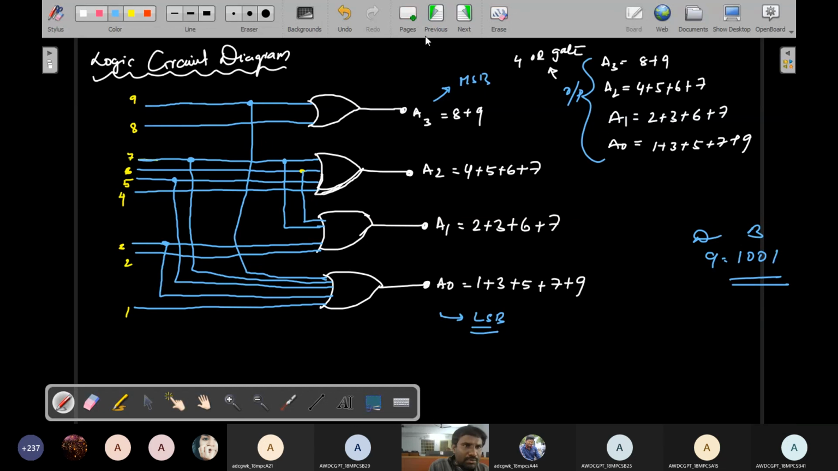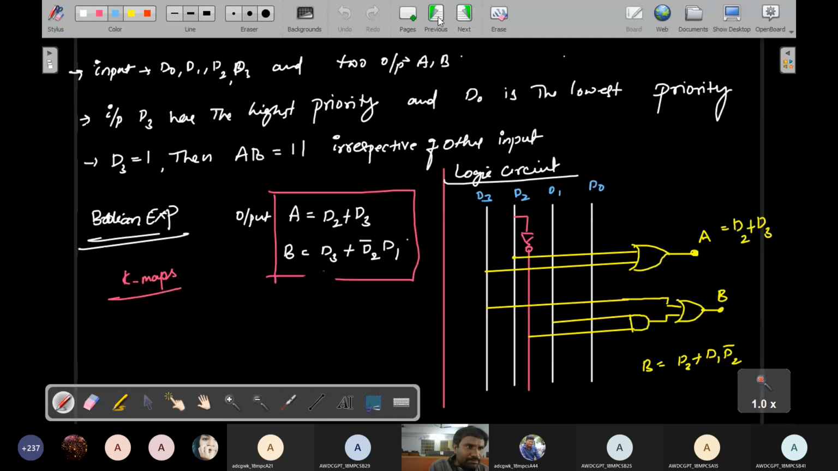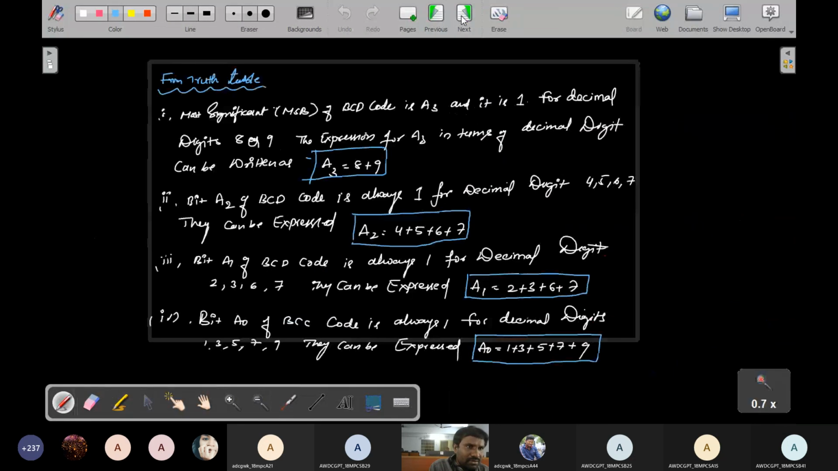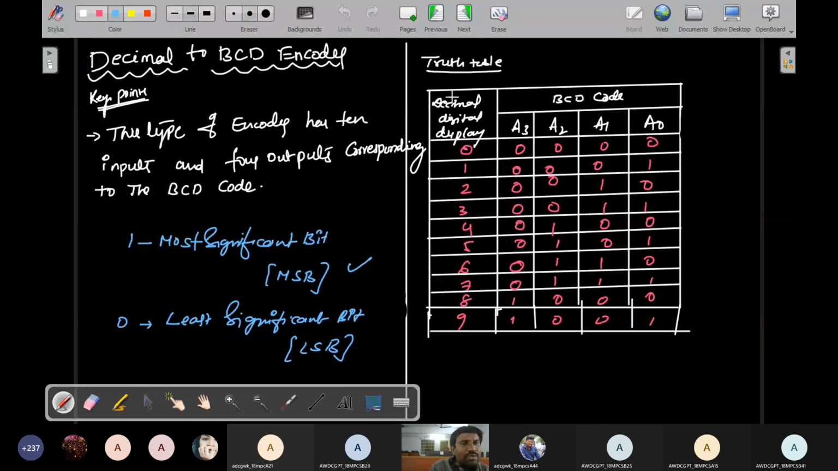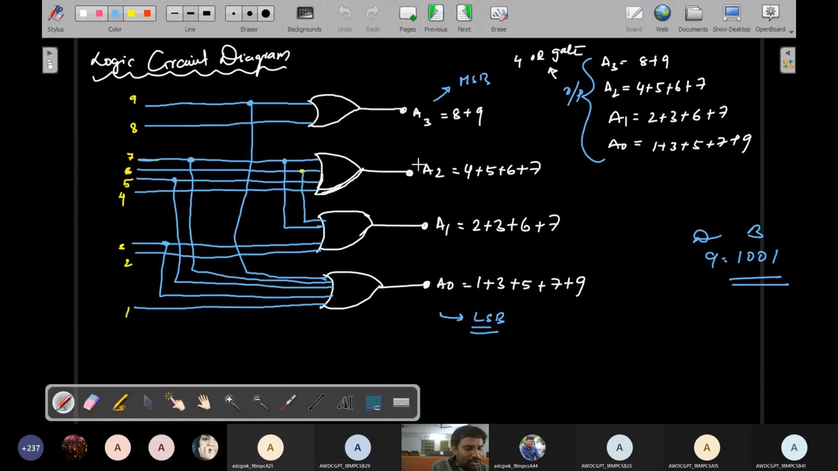So understand everybody, first of all, this is about the logic circuit diagram, and this is the truth table, and this is the BCD to decimal, sorry, this is called the decimal to BCD encoder, and this is the final configuration. So once again, please note everybody.